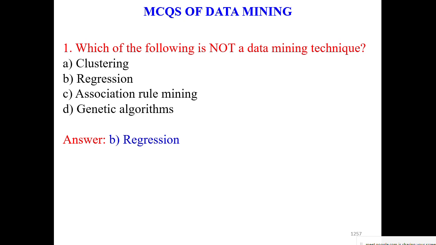Sir, actually, we see all this in machine learning, isn't it, sir? Yeah. Clustering, association rule mining, genetic algorithm come under data mining and machine learning, whereas regression is a statistical technique. Okay, sir.